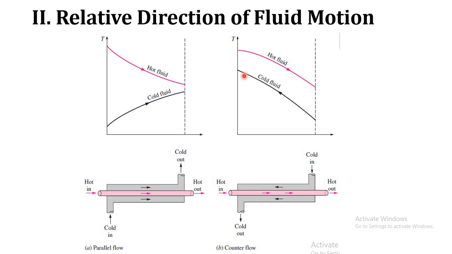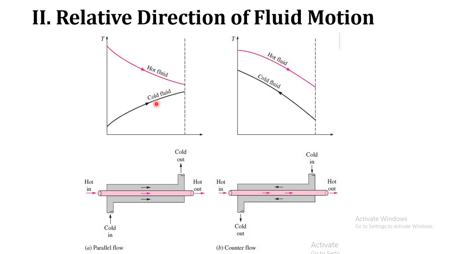Here you can see this is the temperature profile of the counterflow heat exchanger. The hot fluid enters at this side and loses its heat during the flow through the heat exchanger and exits at this side, but the cold fluid enters at this side and gains heat during the flow in the opposite direction and moves out.